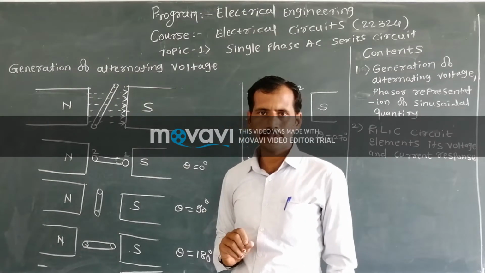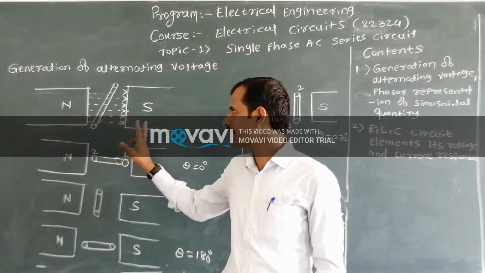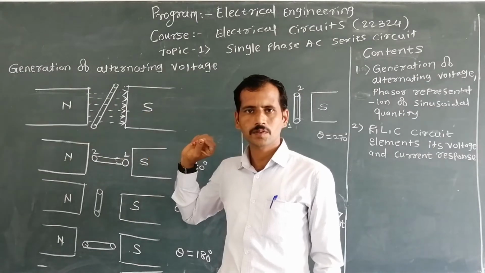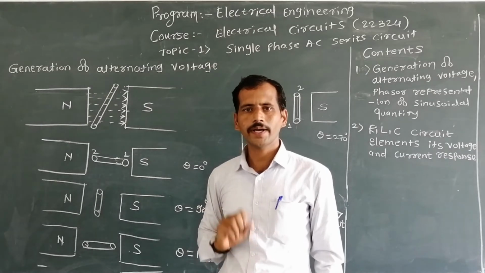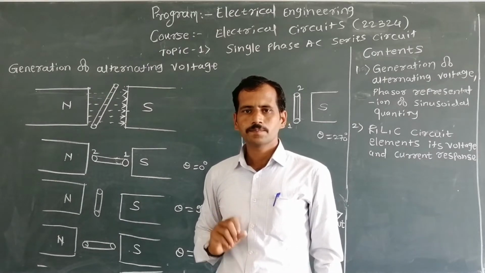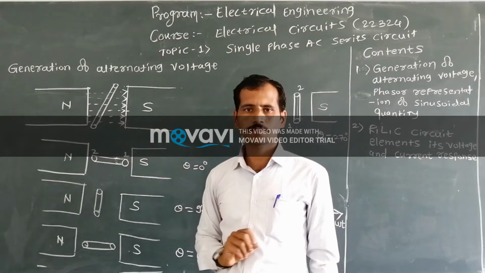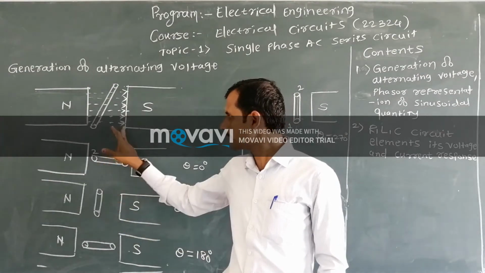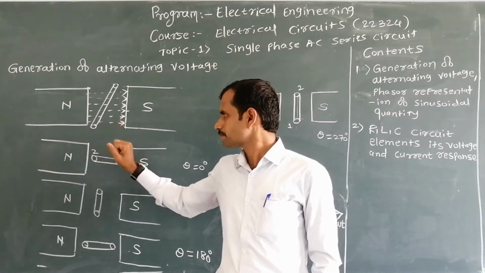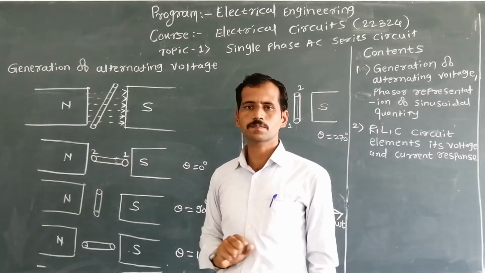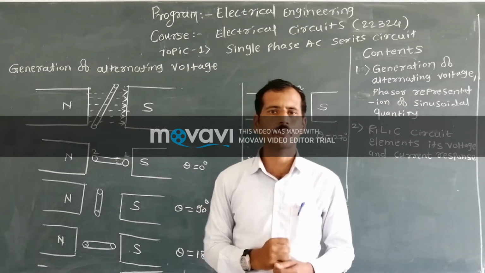What are the three basic requirements to generate AC voltage in any machine? First is magnetic field, that is north and south pole. Second is conductor. Third, relative motion between magnetic field and conductor. Either we have to rotate the conductor or we have to rotate the magnetic field, that is relative motion. These are the three basic requirements.